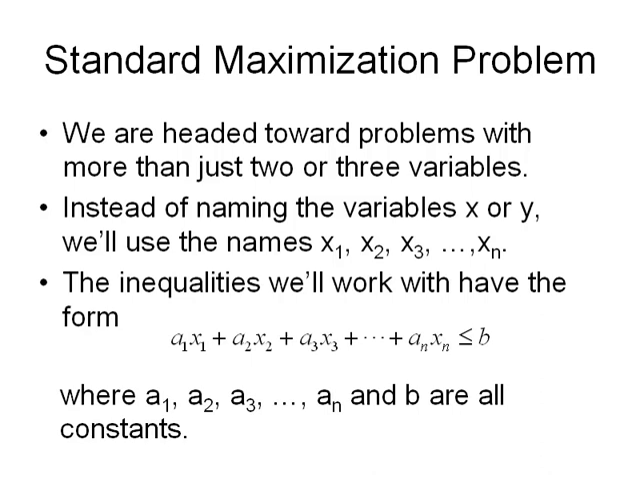The inequalities that we'll have that give us our constraints are going to have the form a sub 1 x sub 1 plus a sub 2 x sub 2 plus a sub 3 x sub 3, all the way up to however many variables we need, less than or equal to b. A sub 1, a sub 2, a sub 3, and b are all going to be constants.